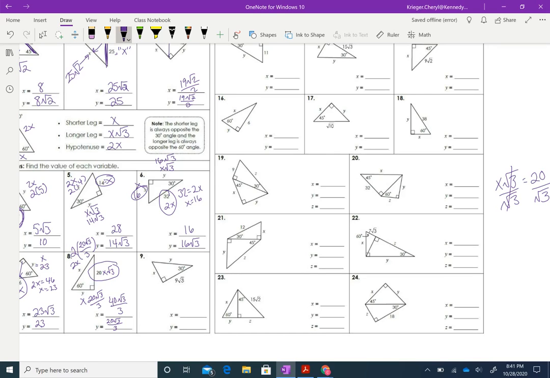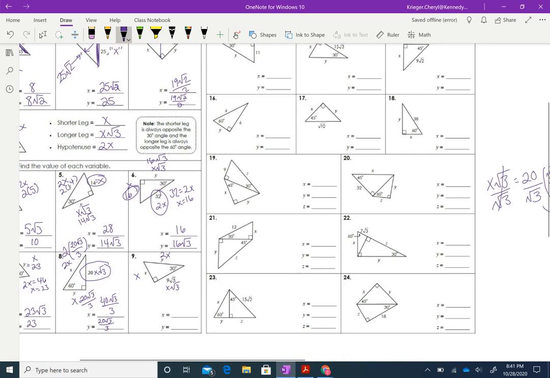Number 9 is a 30, 60, 90 triangle. We'll go ahead and label our shorter, longer, and hypotenuse. The shorter leg is x. The longer leg is x root 3. And the hypotenuse is 2x.